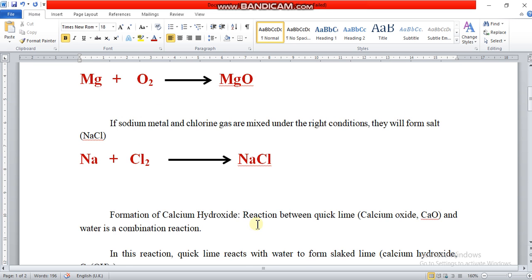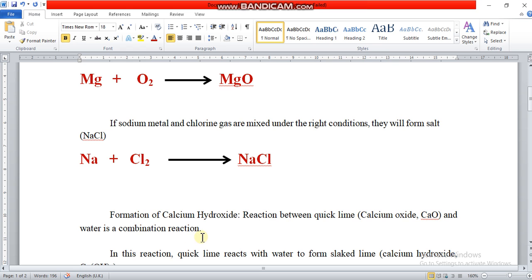Similarly, another one is the formation of calcium hydroxide. Calcium hydroxide is another substance. In this one, the reaction between quicklime, which is the common name, and the chemical name is calcium oxide, and water is a combination reaction.